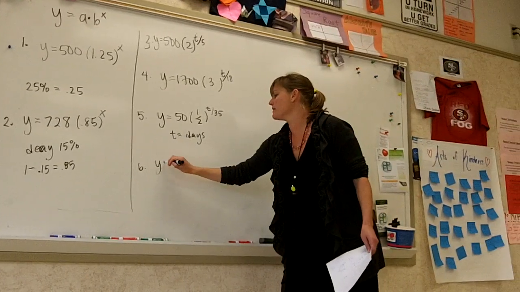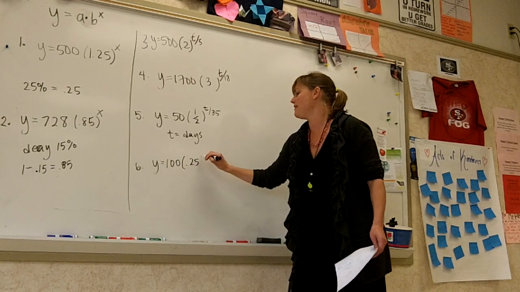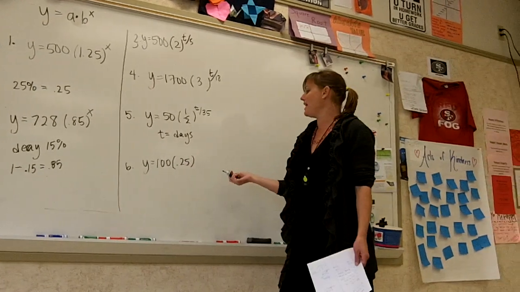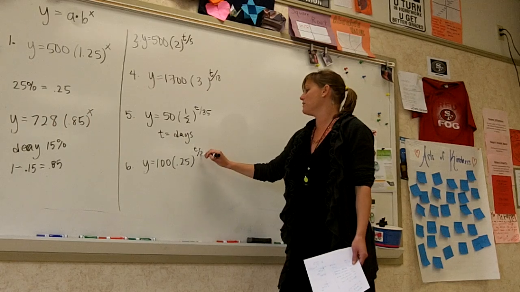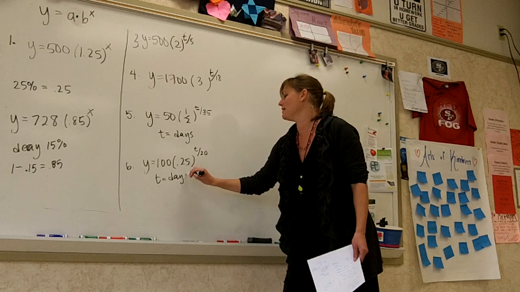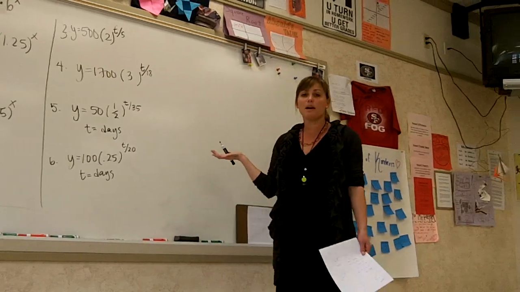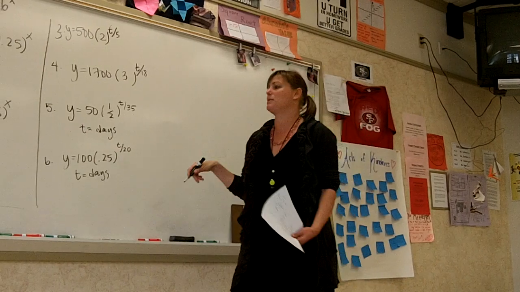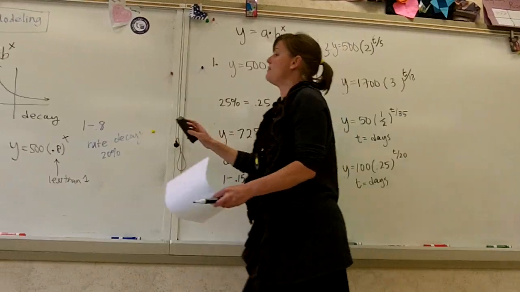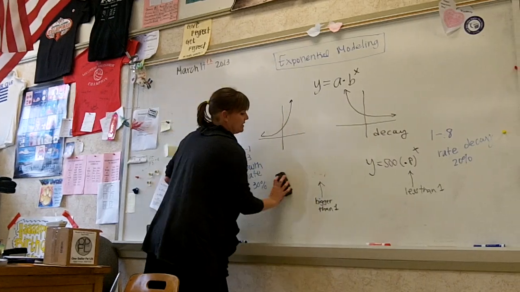Problem number 6. We're quartering, which is a real weird word. So a quarter of something is 0.25, but it's quartering every 20 days, so that would just be time over 20, and then t is equal to days again. And for those first two, t would have been an example of years. So you have a bunch of problems like that you're going to practice in class. It's pretty basic.